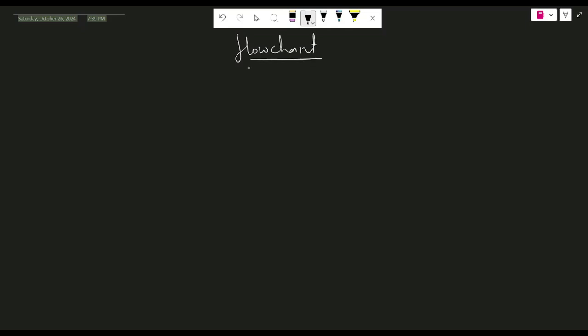What is a flowchart actually? So basically, a flowchart is a graphical or diagrammatic representation of a process, or of the steps before you start solving a problem. We can go for a small diagram like this. Suppose this is your problem, and then here is the flowchart.